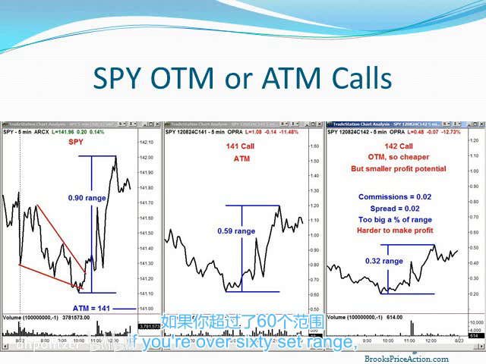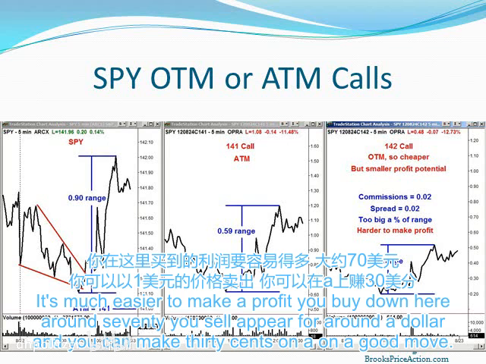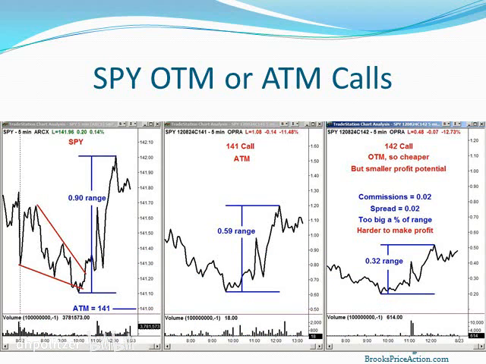On the other hand, if you have a 59-cent range, it's much easier to make a profit. You buy down here around 70, you sell up here for around $1, and you can make 30 cents on a good move.